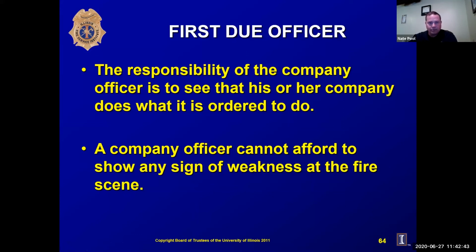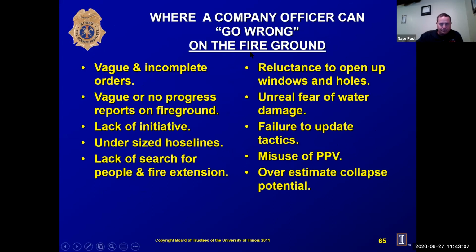So the first officer responsibility of the company officer is to see what his or her company does, to see that they do what they're ordered to do. You're going to get orders as the company officer, and then you're going to give orders as the company officer. All of that rolls down and uphill right to you. The company officer cannot afford to show any signs of weakness at the fire scene. You have to be concise. You've got to be comfortable in your skin and be able to make those decisions quickly.